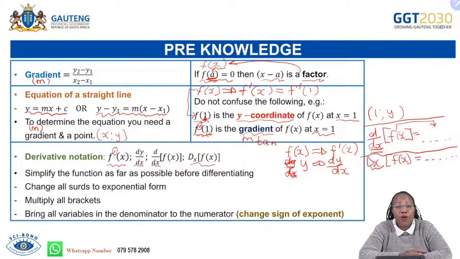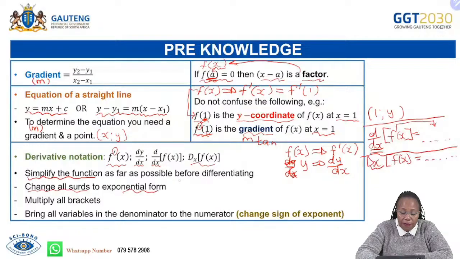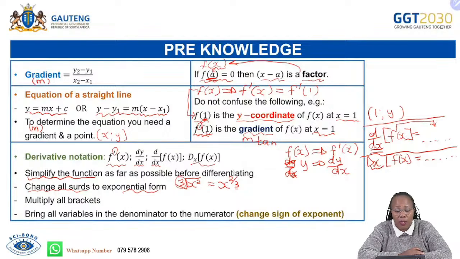And then now, before you derive, grade 12, you need to simplify the function as far as possible, ensure it is in its simplest form, okay? And then now you must also check what? Change all surds to exponential notation. For example, if I'm having a cube root of x squared, I need to change this to x to the power 2 over 3. Remember that root sign becomes a denominator now. That is what we mean about changing all your surds to exponential form.